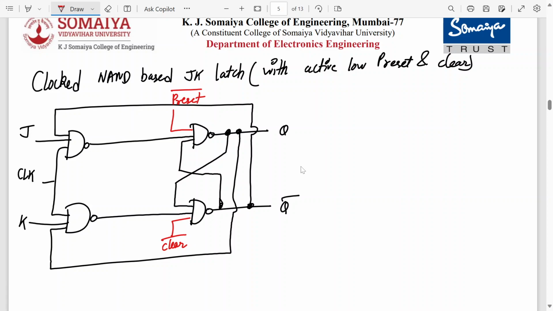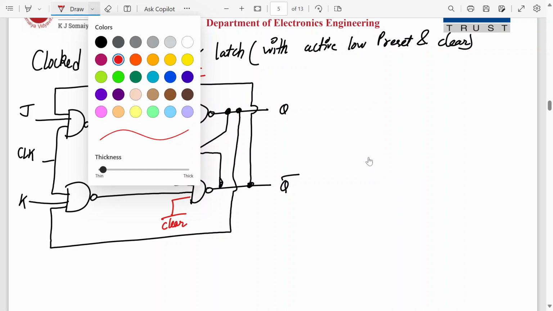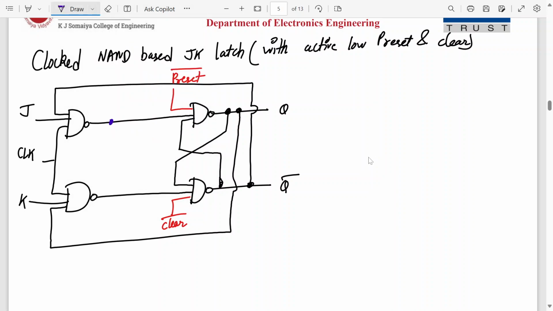Now we have to write down the equations, and also before that the truth table will come. It's a long truth table, so first write down the equations. Equations will be easier to write. So what will be over here? Here it will be J, right? J dot clock dot Q bar, the whole bar, is it? And here it will be K dot clock dot Q, the whole bar.